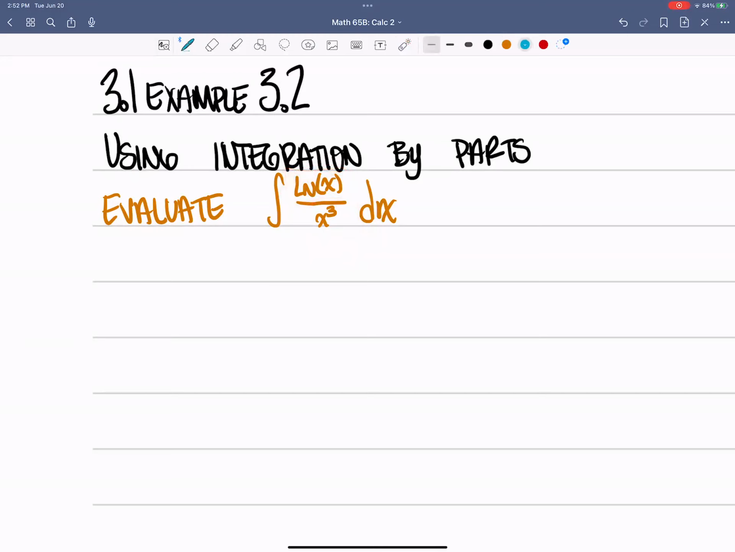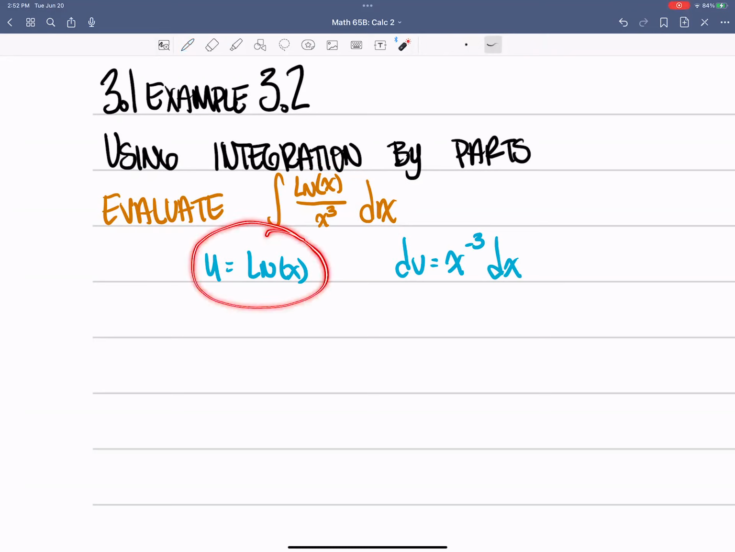So instead of letting u be the other part, we're going to let u equal ln of x. That way when we differentiate it, it's easier to differentiate that than to integrate x to the negative 1/3. And that's exactly what I'm going to state it as. So dv is going to be x to the negative 3 dx. And now we're going to differentiate here and we're going to integrate over here.